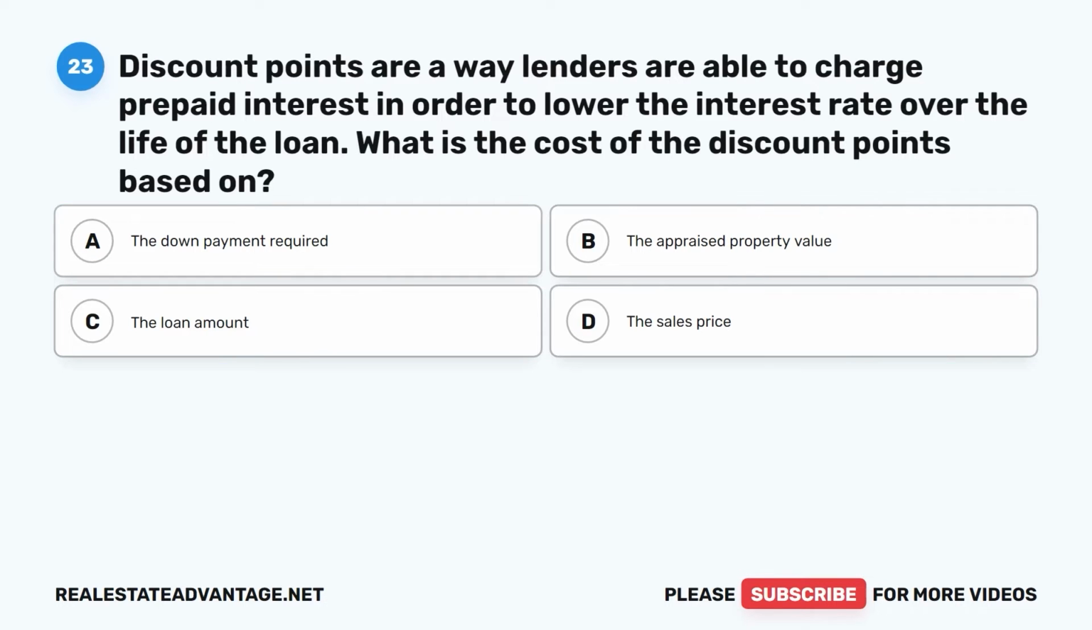Question 23. Discount points are a way lenders are able to charge prepaid interest in order to lower the interest rate over the life of the loan. What is the cost of the discount points based on?